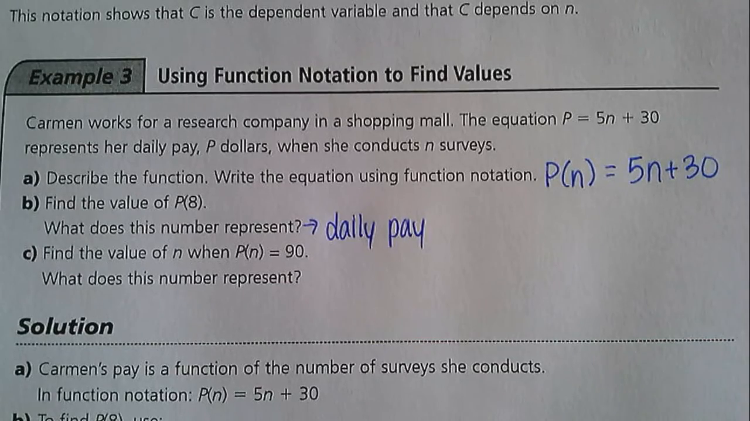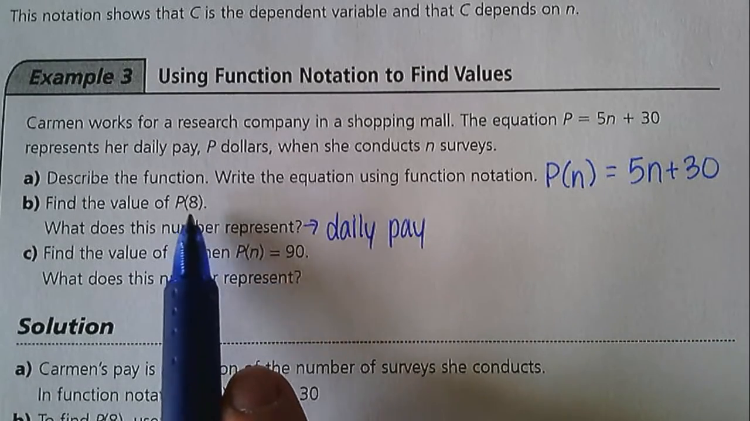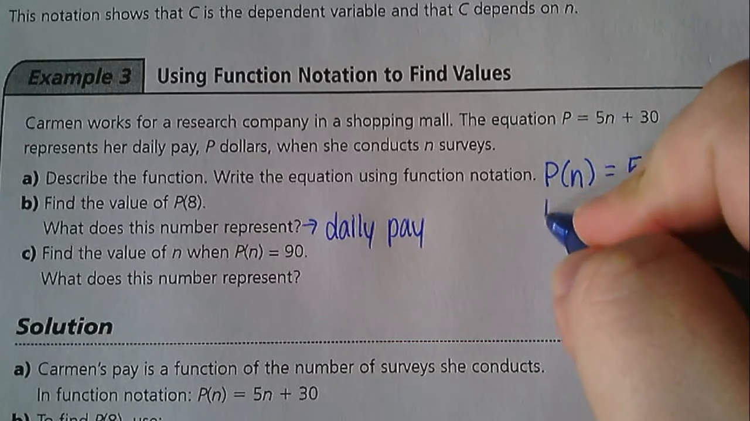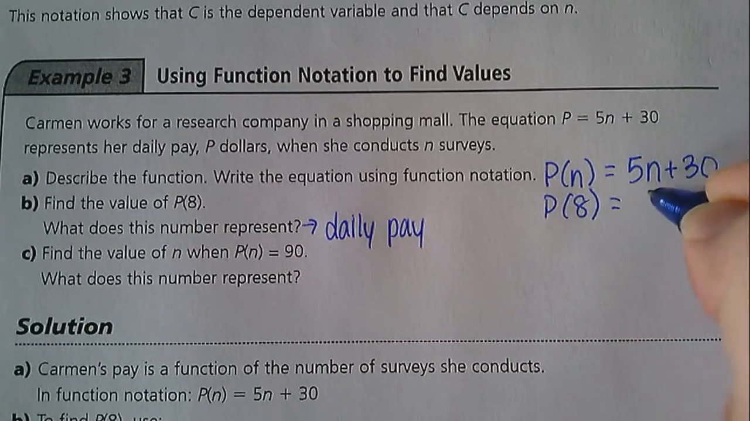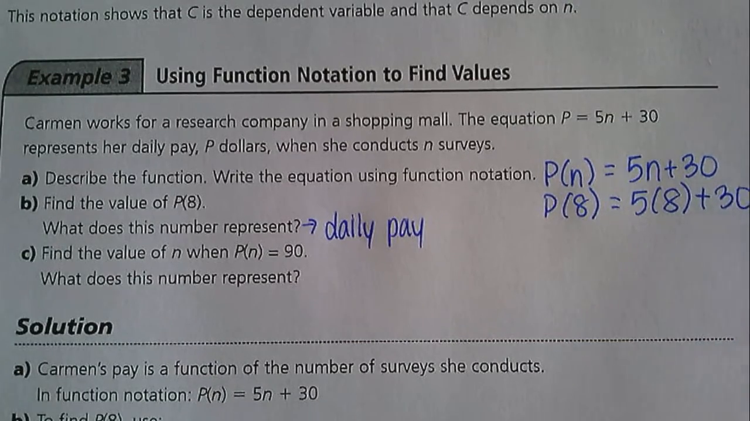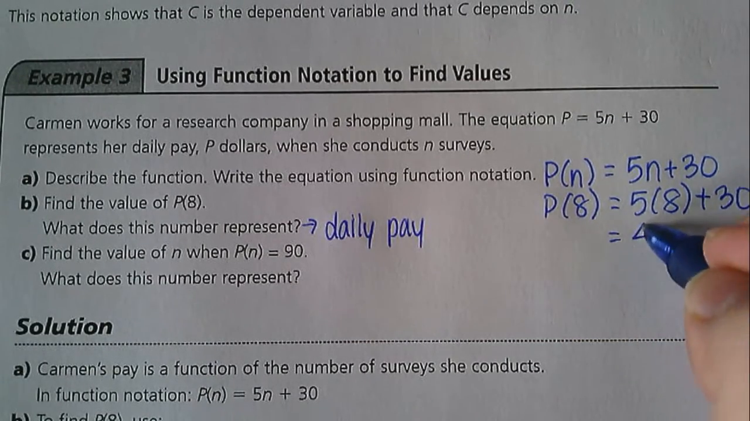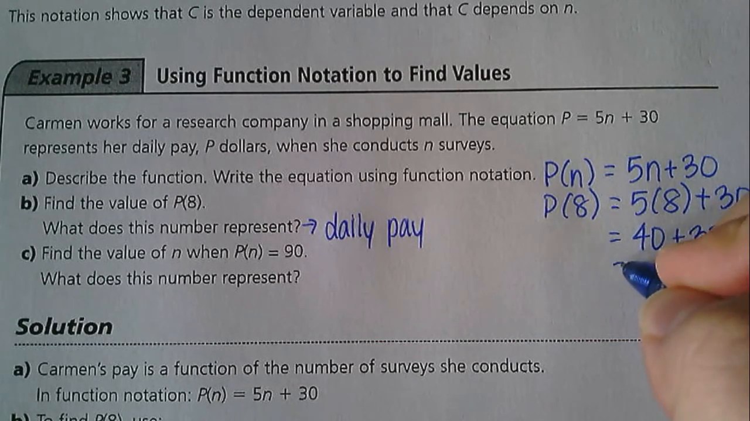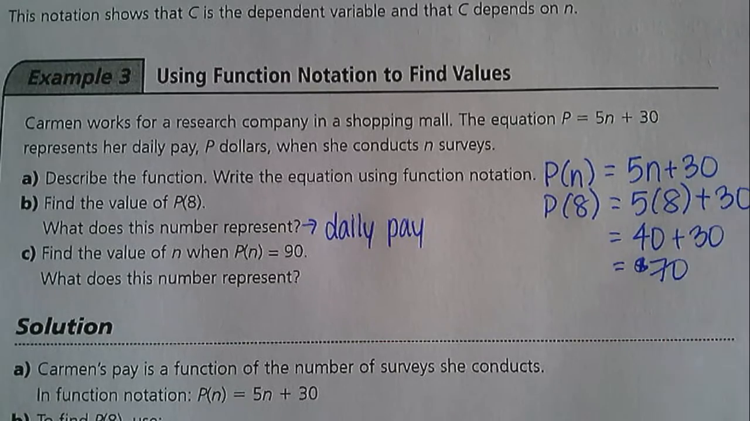So let's try putting that in. That means for her P of n, we're instead going to put her P of 8, and we're going to use the number 8 now anytime where we had an n previously. So the P of 8 equals 5, that means times 8, plus 30. So 5 times 8 is 40, and 40 plus 30 equals 70. So her daily pay will be $70. Okay, so that represents her daily pay.